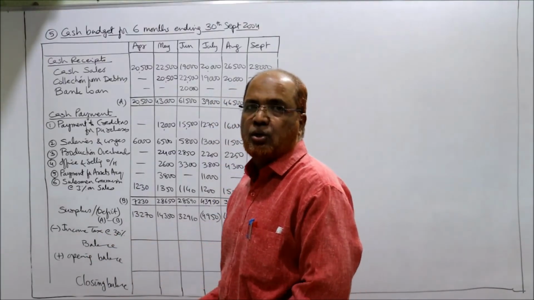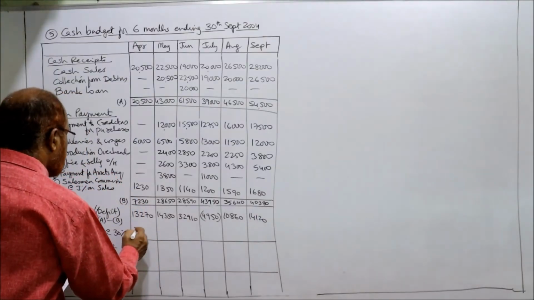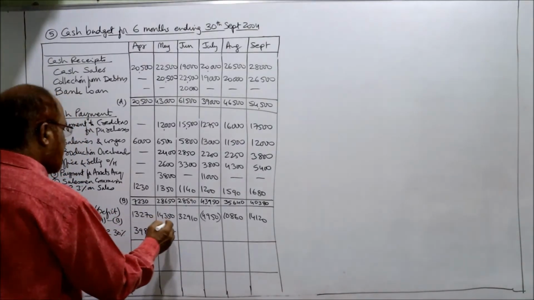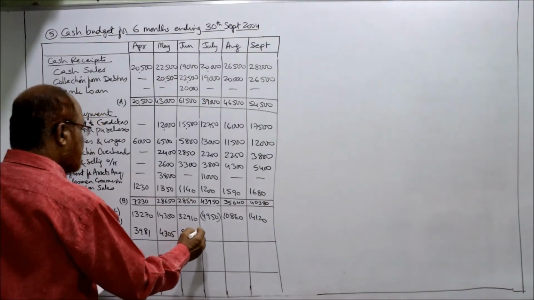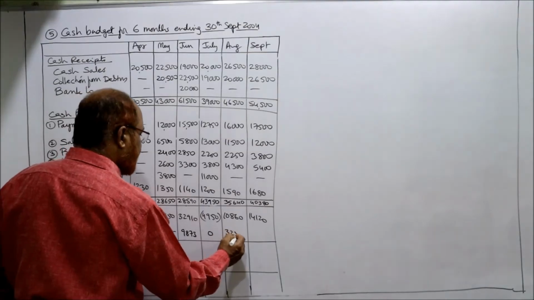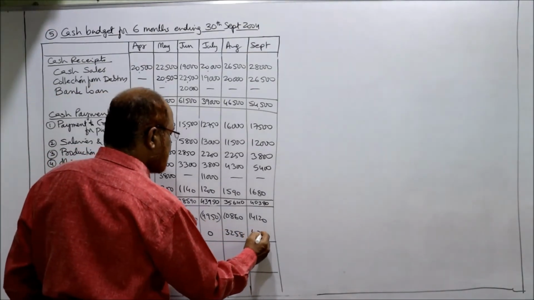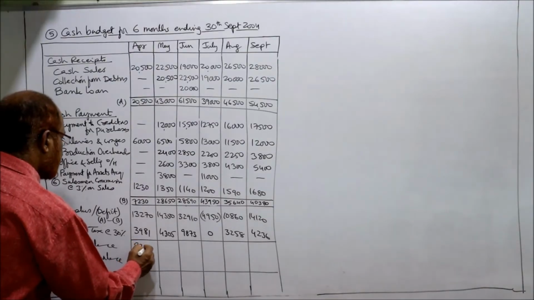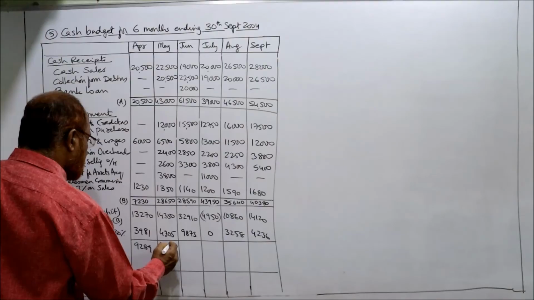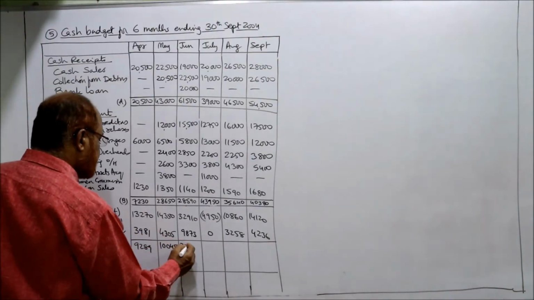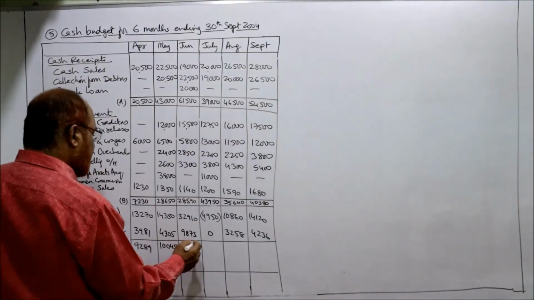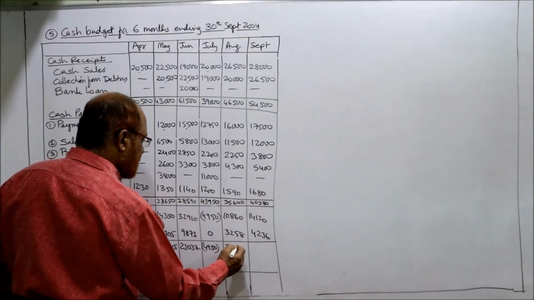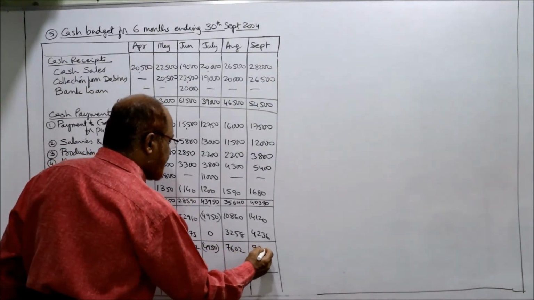Income tax is 30%. So 30% of 13,270: 3,981. Then 4,305. Then 9,873. Nil. 0. 3,258. Then 4,236. Subtract, we will get the balance. Balance is 9,289. Then 10,045. Then 23,037. 4,950 minus. 7,602. 9,884. These are the balances.